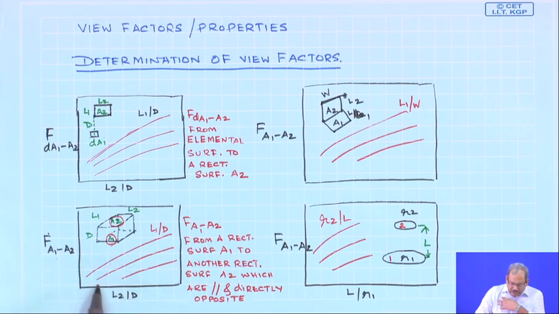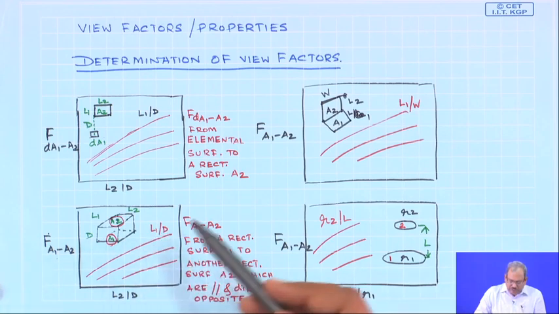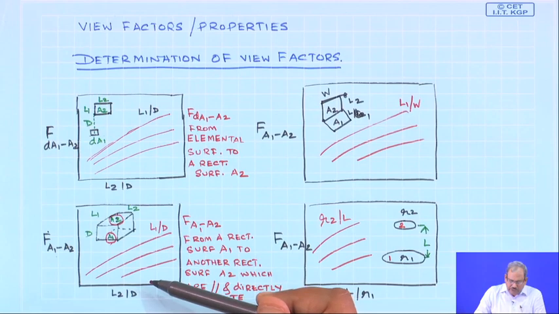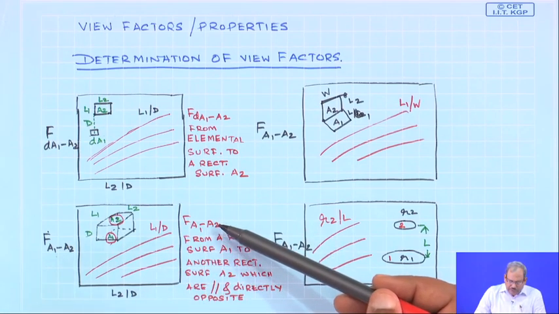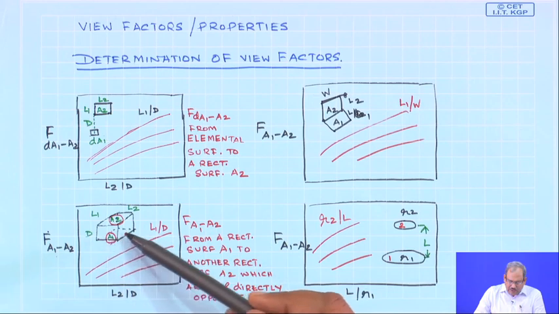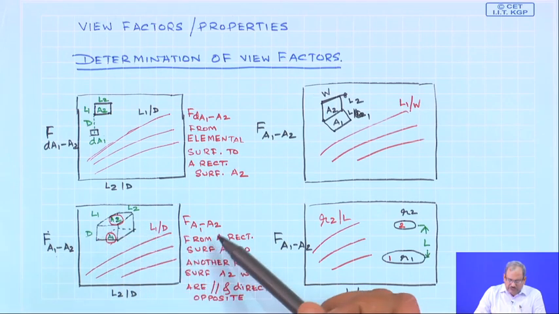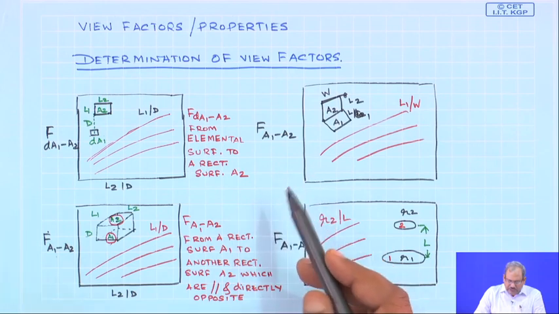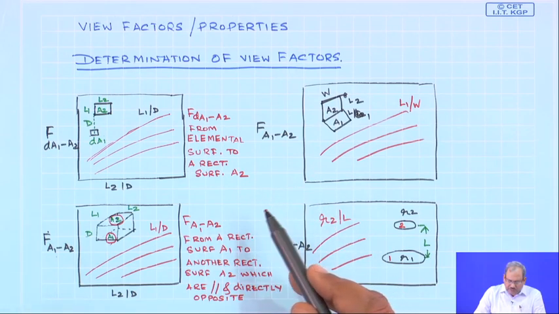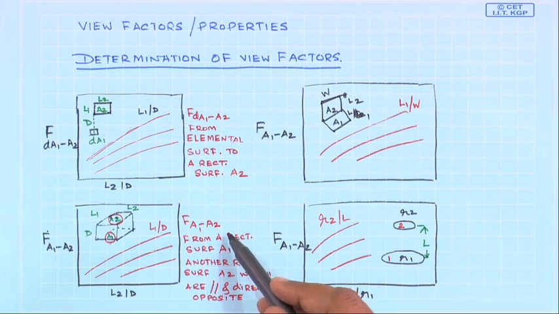These are also expressed in graphical form. L1 and L2 are the dimensions of the rectangular surface, and d is the distance between them. The x axis as before is L2 by d and the family of curves are for different values of L1 by d. So, one would be able to obtain the view factor for such a case. And if you find out F A1 to A2, then A1 to A3, A4, A5, A6 can simply be calculated using any of the known relations like reciprocity and or the summation rule.